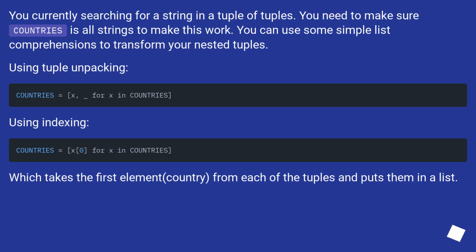You're currently searching for a string in a tuple of tuples. You need to make sure countries is all strings to make this work. You can use some simple list comprehensions to transform your nested tuples. Using tuple unpacking. Using indexing, which takes the first element country from each of the tuples and puts them in a list.